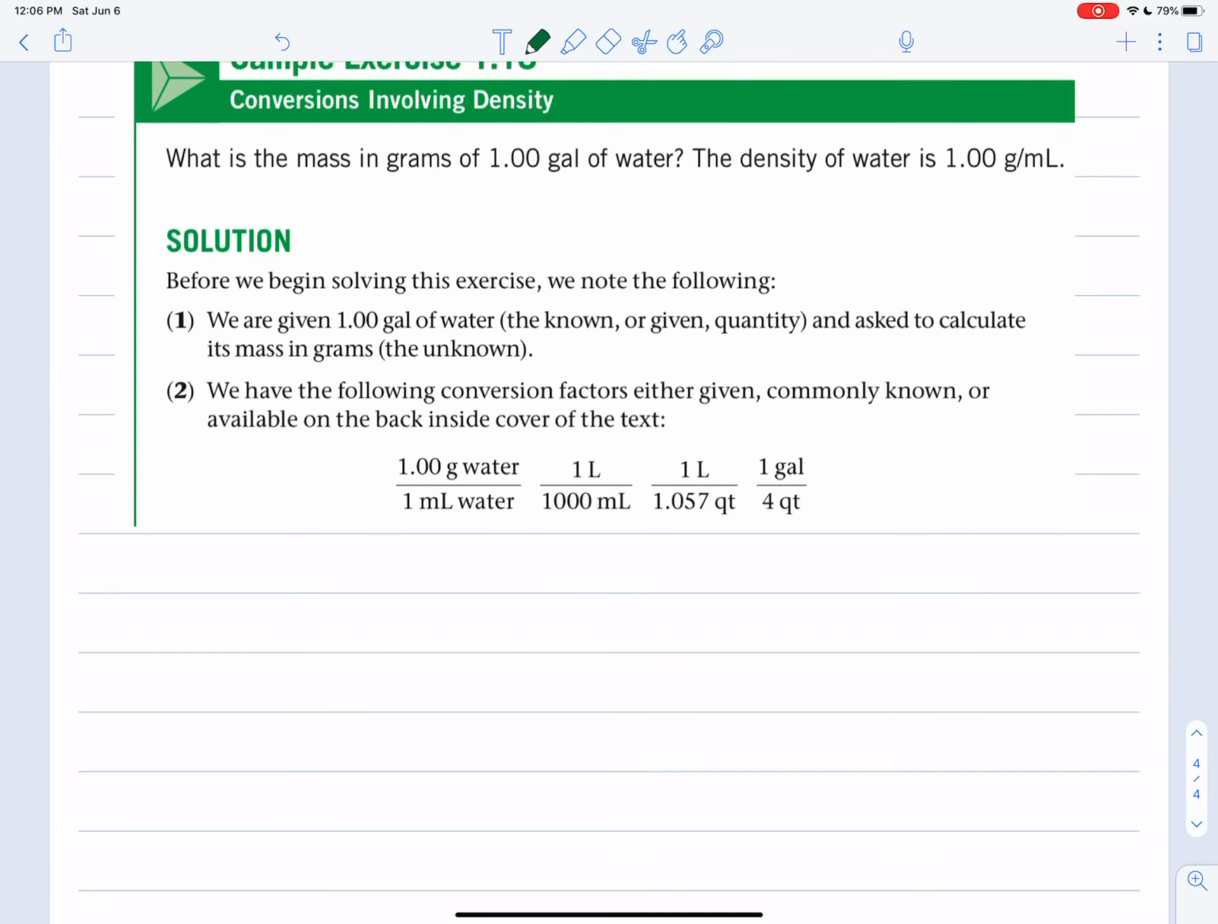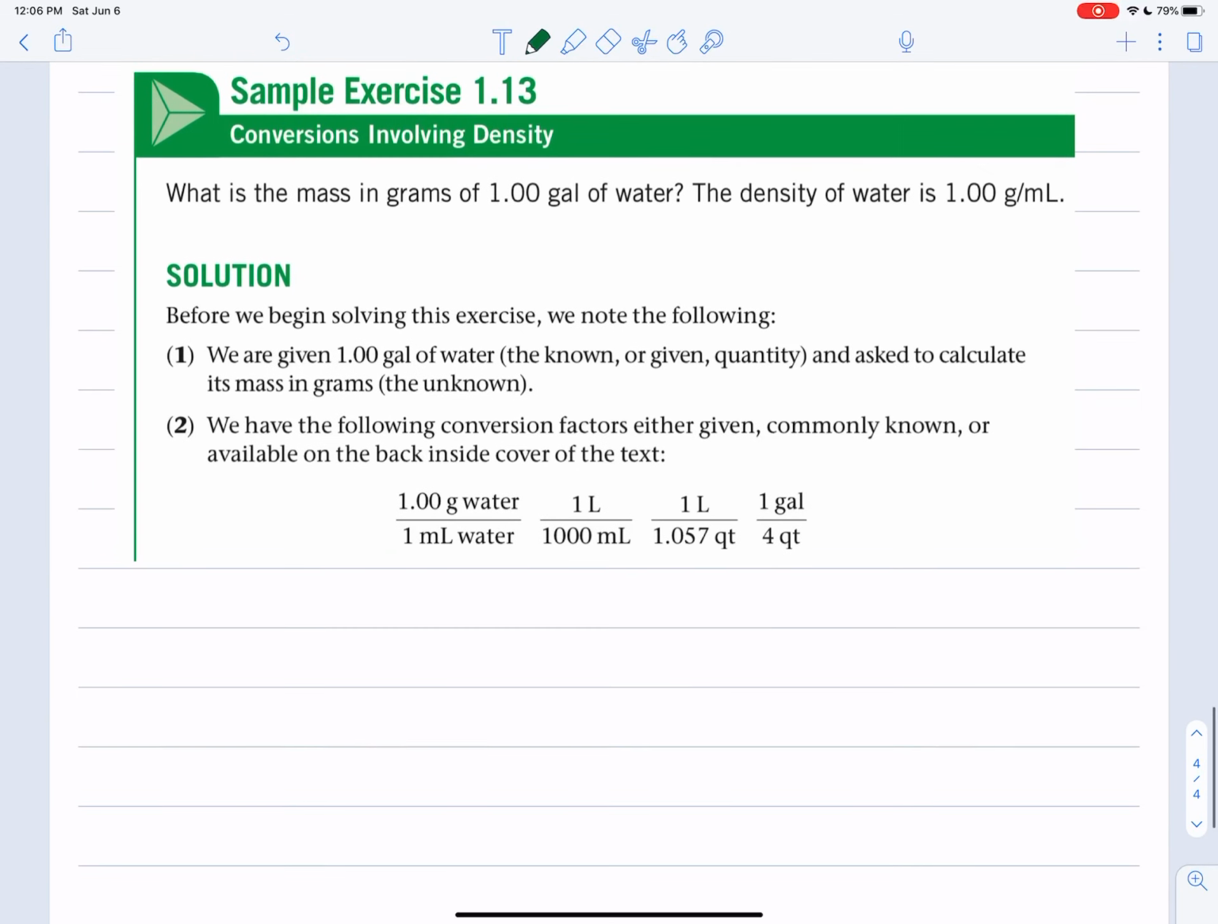All right, so I don't like density. Density confuses me, so I'm going to attempt this problem here to see if I can figure this out. This question reads, what is the mass in grams of 1 gallon of water?